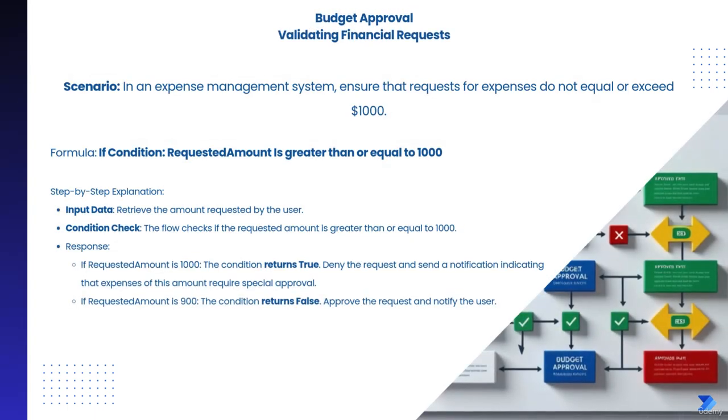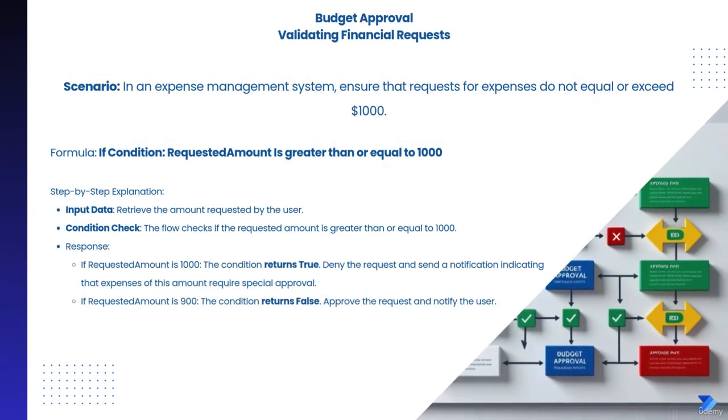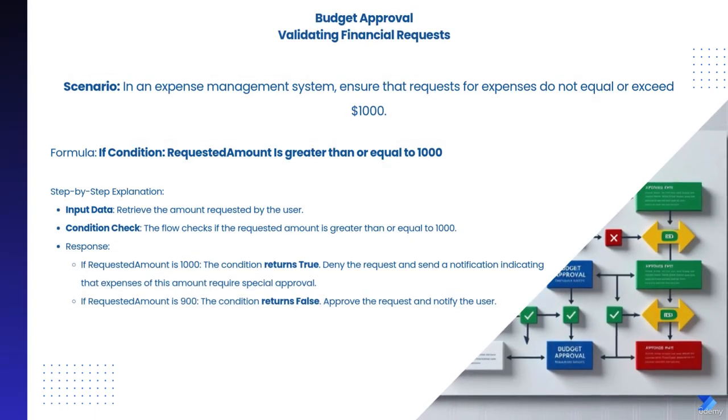Example 2: Budget approval for expenses. Scenario: in an expense management system, you want to ensure that requests for expenses do not exceed or equal the maximum budget of $1,000. The flow checks if the requested amount is greater than or equal to $1,000.